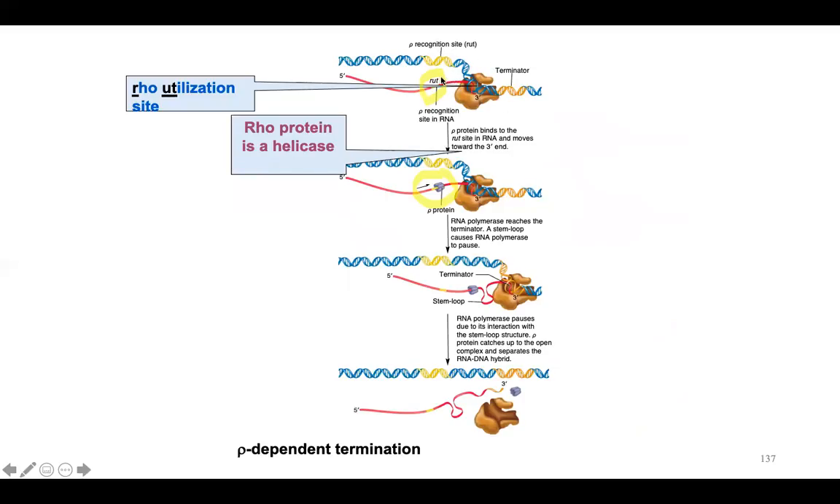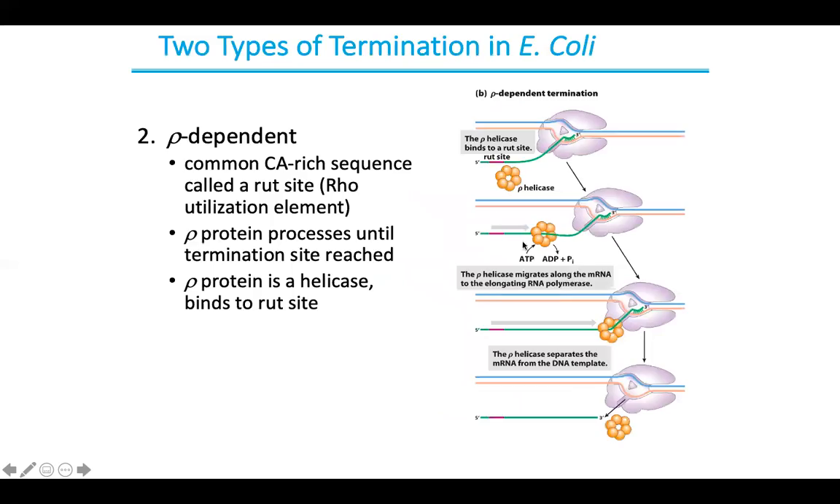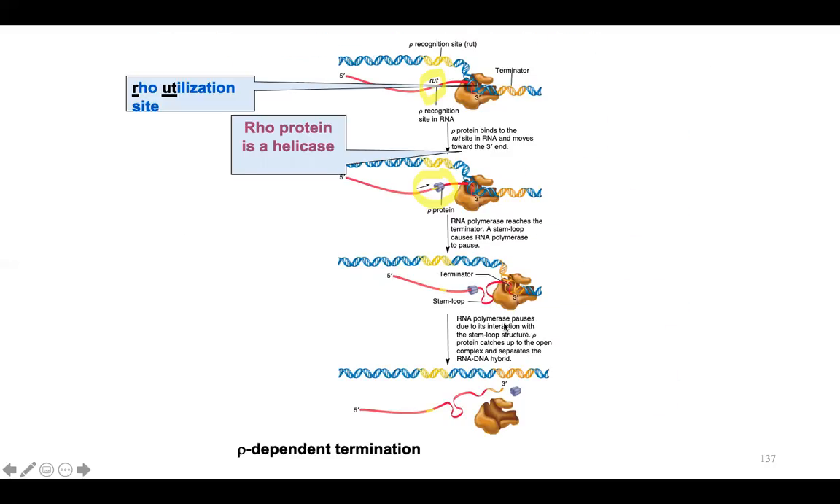Again, another illustration: Rho protein is a helicase. When a Rho utilization element is transcribed, it now attracts the Rho protein. Remember, the Rho protein is a helicase and moves towards the 3' end of the transcript. The RNA polymerase reaches the terminator. A stem loop causes RNA polymerase to pause. That stem loop forms a hairpin loop. The RNA polymerase pauses due to the interaction with the stem loop structure, and the Rho protein catches up to the open complex and separates the RNA and DNA hybrid.